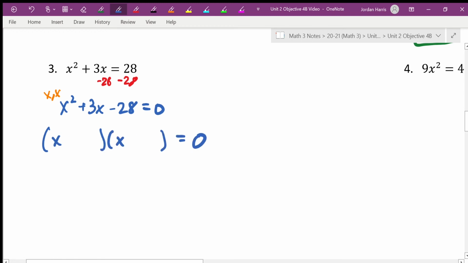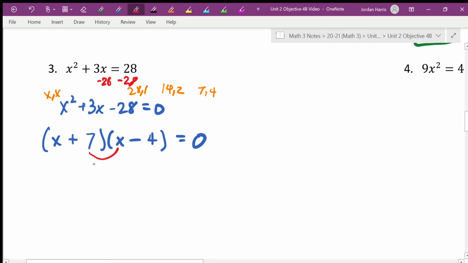Okay, so now I just have to look at the factors of 28. So I have 28 and 1, definitely not. I have 14 and 2, definitely not, because one of them is negative and I need to make a positive 3, and it's not going to work. That's going to make 12. Okay, and so then I have 7 and 4. There we go. 7 and 4 can indeed make 3. So I look, and I want the bigger one to be positive, because it's a positive 3, and then we check.